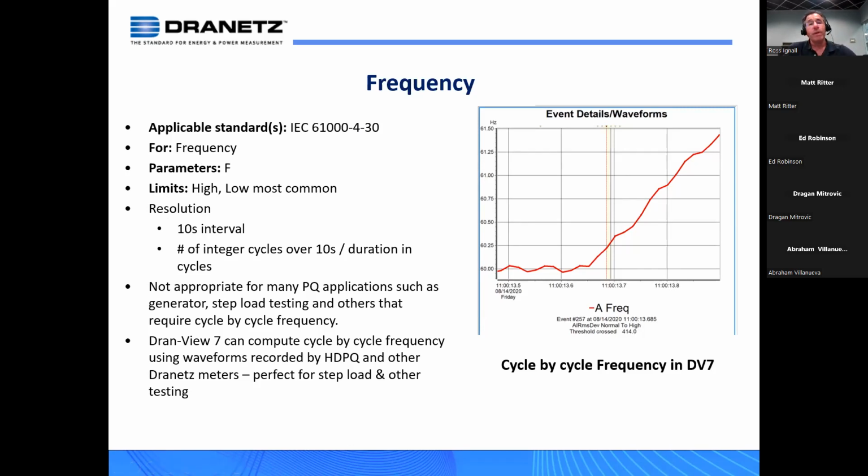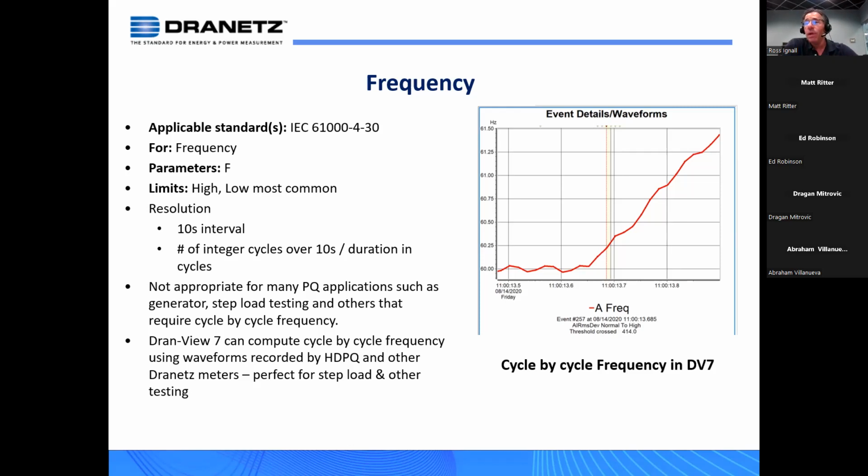That's really okay for just general power lines, but there are applications that require cycle by cycle frequency, or something a little finer than that. That's the important thing, because this 10-second interval is the number of integer cycles over 10 seconds divided by the duration in cycles. So that's basically an average over 10 seconds. When you're looking at a generator startup or a cold load pickup or a UPS transfer, you're interested in how the system reacts to that, because you're providing power and frequency for that system. The utility is not doing that.